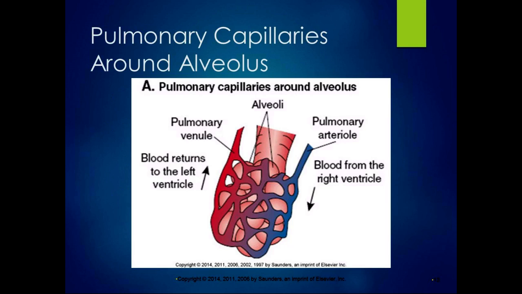So here's our lovely little pulmonary capillaries around our alveolus. Unoxygenated blood from the right ventricle gets oxygenated at the alveoli and goes back to the left ventricle to be then pumped out through the body.